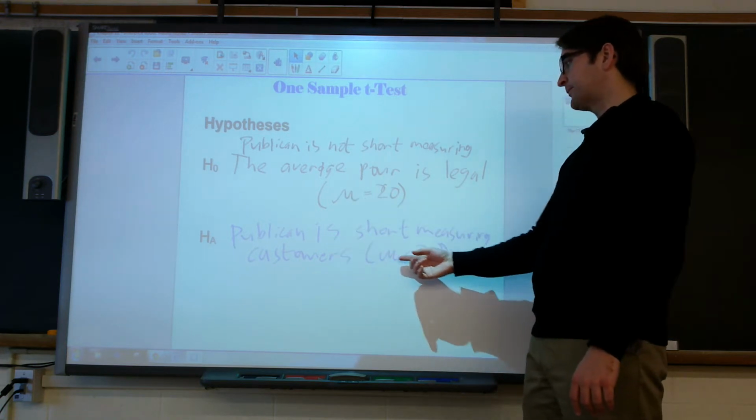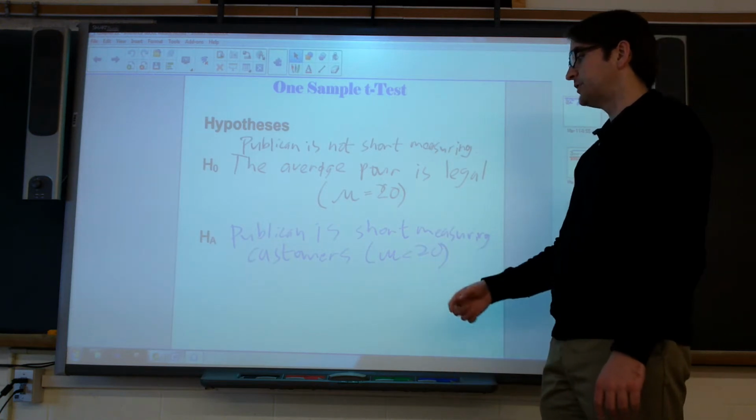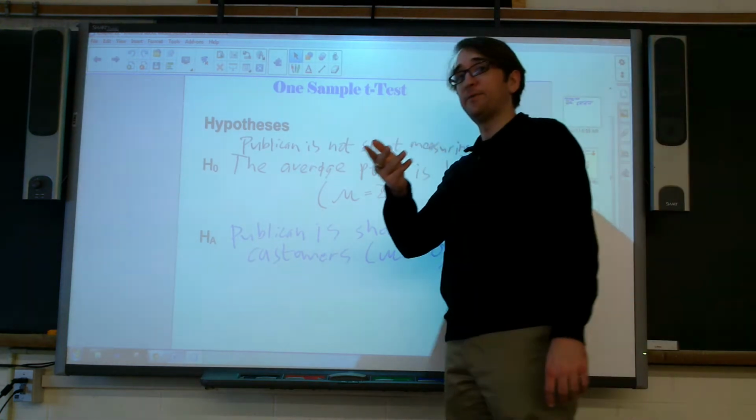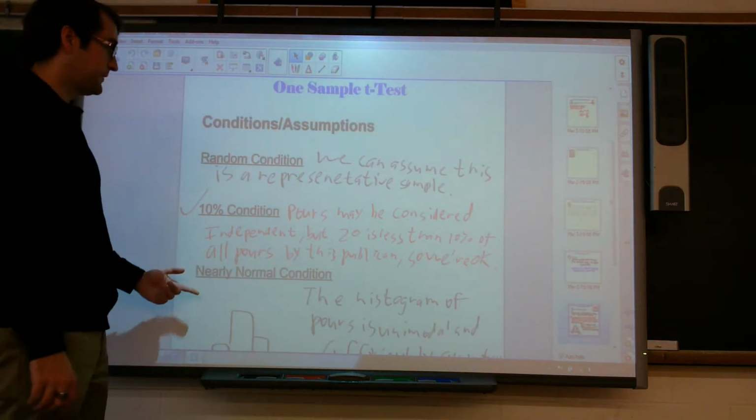The alternative is that the publican is shortchanging customers, so mu is less than 20. That's the hypotheses phase of this process. Next, we have the conditions, and we went through this already as well.